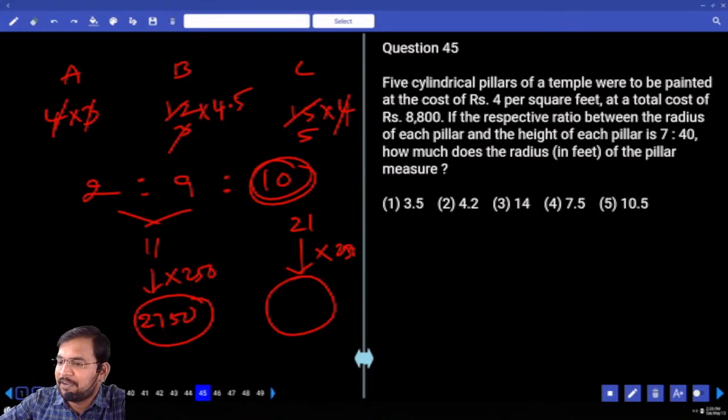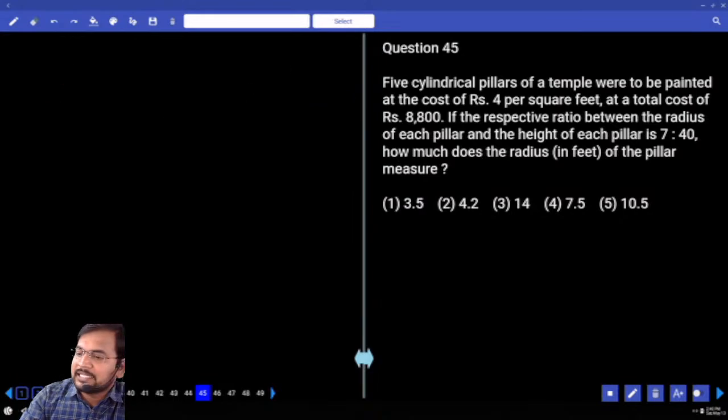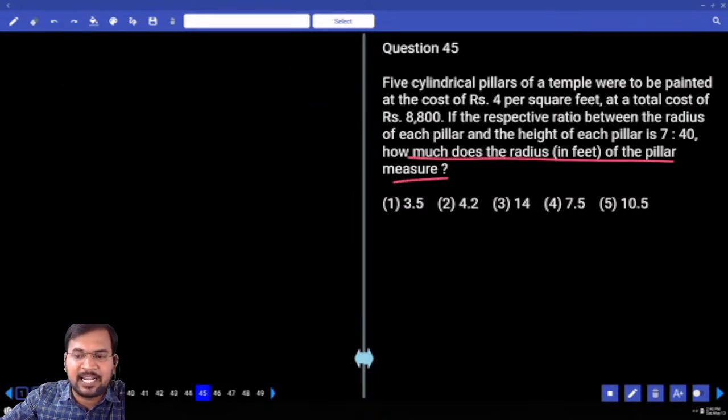Five cylindrical pillars of a temple were to be painted at the cost of 4 rupees per square feet at a total cost of 8,800. If the respective ratio between the radius of each pillar and the height of each pillar is 7:40, how much does the radius of the pillar measure? They are asking for the radius.